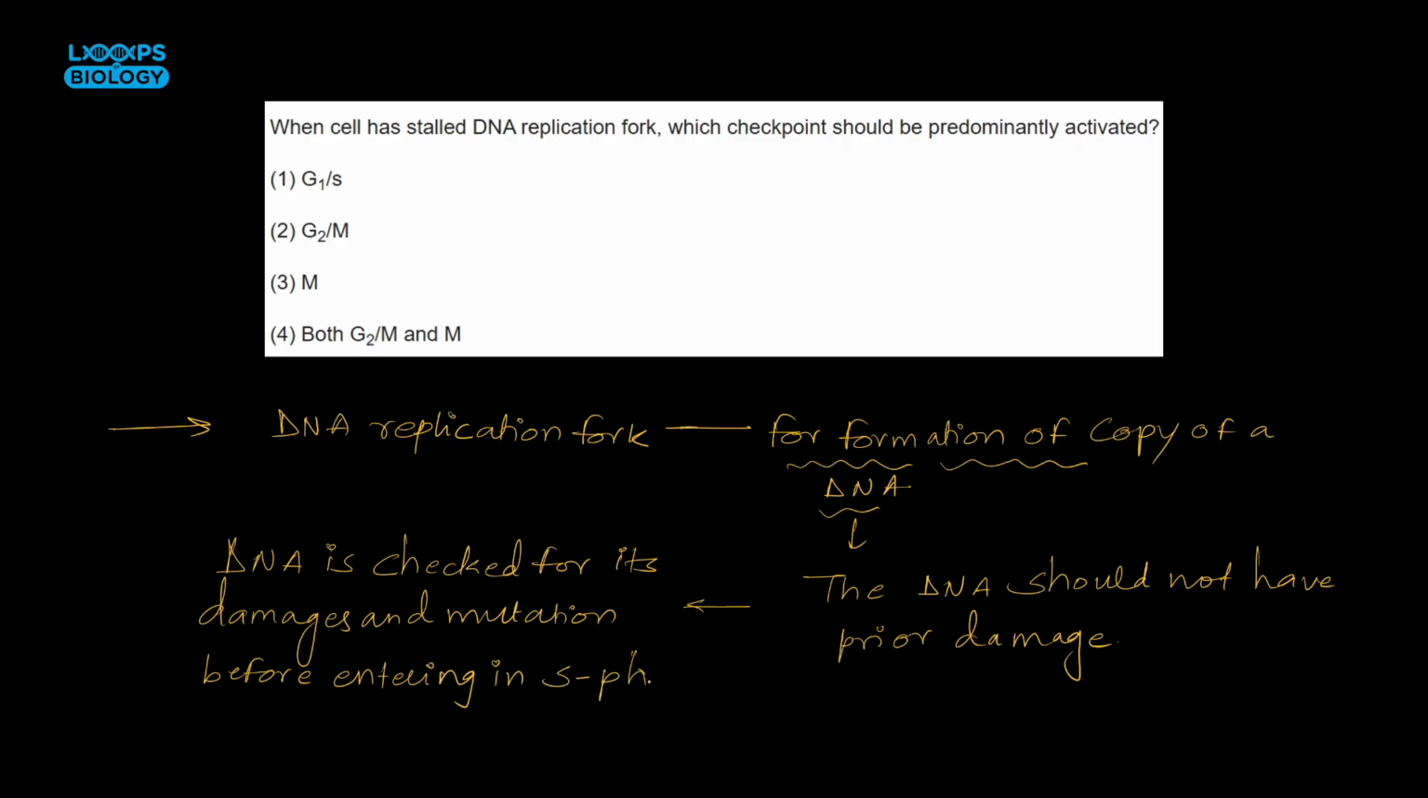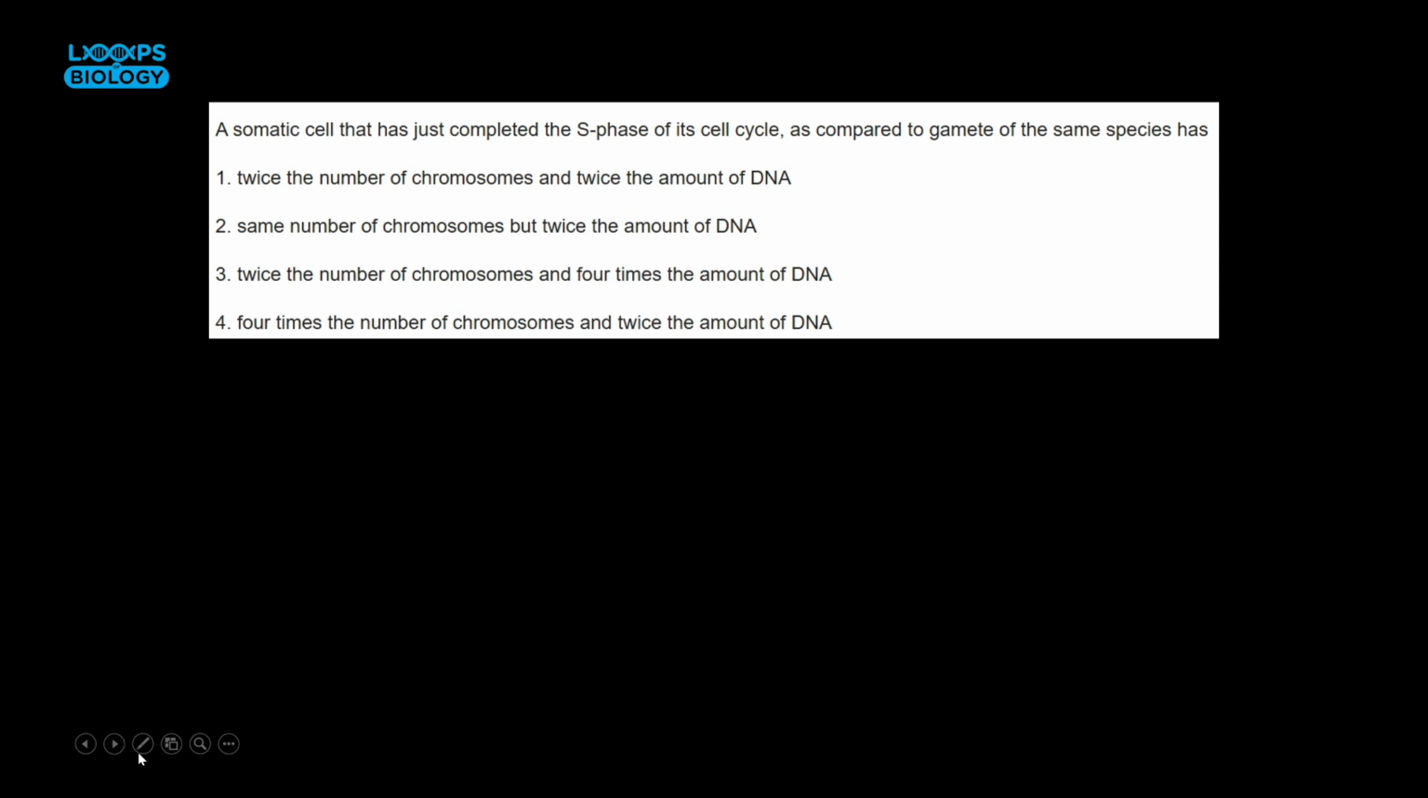This is very, very important, guys. Before entering inside S phase. So which phases are correlated? First of all, G1 was there, then S, then G2, and finally the M phase. So before entering inside S phase, there has to be a checkpoint at this particular point, and this is the G1/S. So the answer will be option number 1. That is, the G1/S checkpoint is activated so that it can check for DNA damages and mutation before entering inside the S phase. Next question.